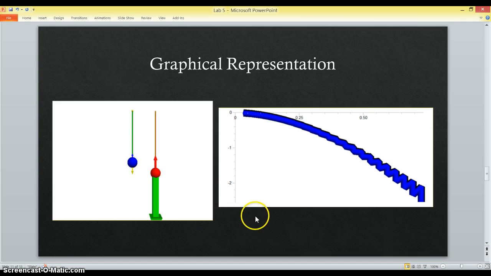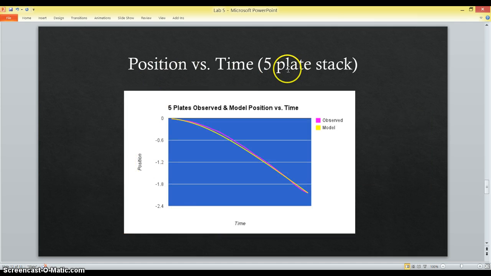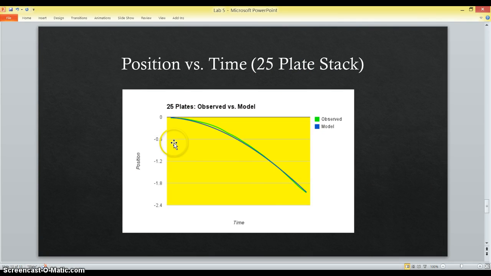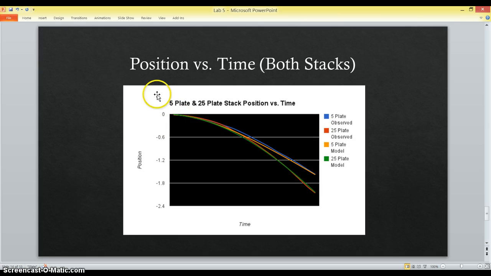Here's the position versus time for the 5 plate stack, and as you can see, it was very close between the observed and the model. And the same could be said for the 25 plate stack. Putting them all together for both stacks, you can see the model did a very good job of predicting the observed data.